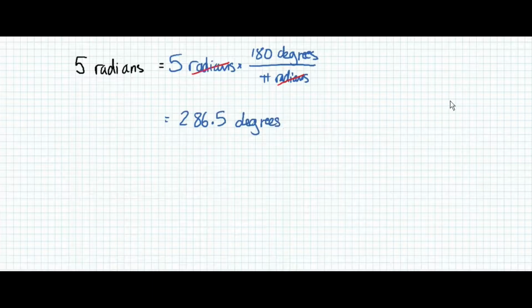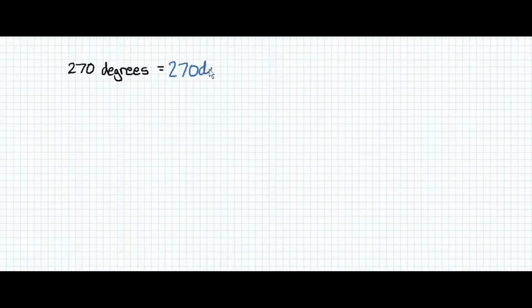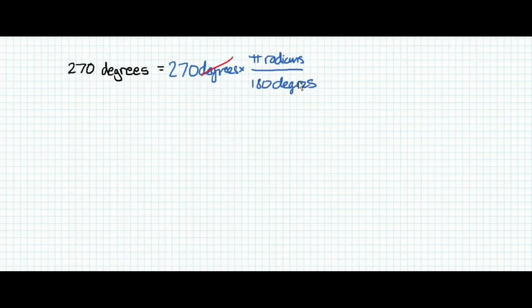degrees. Now we try to convert it the other way around. So let's say we've got 270 degrees. So let's write that out in full. 270 degrees multiplied by pi radians divided by 180 degrees. That way I can cancel the degrees, and what I'm left with is my radians as a unit. And 270 multiplied by pi divided by 180 is 4.71 radians.